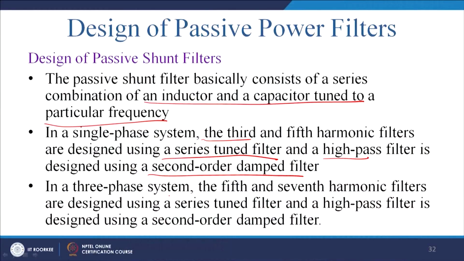So, a second order system is chosen, where we require to choose a small L and C with an R. And now there is a concept nowadays, instead of this resistance, that is passive damping, you can have current control and active damping. In a 3-phase system, the 5th and 7th harmonic filters are designed using series tuned filters, and a high pass filter is designed using a second order damped filter.